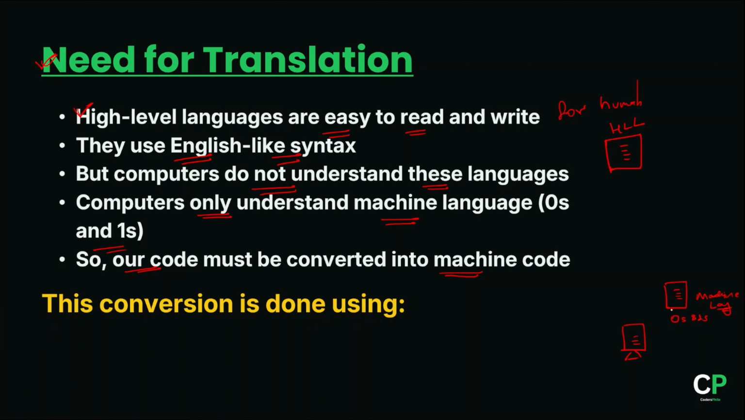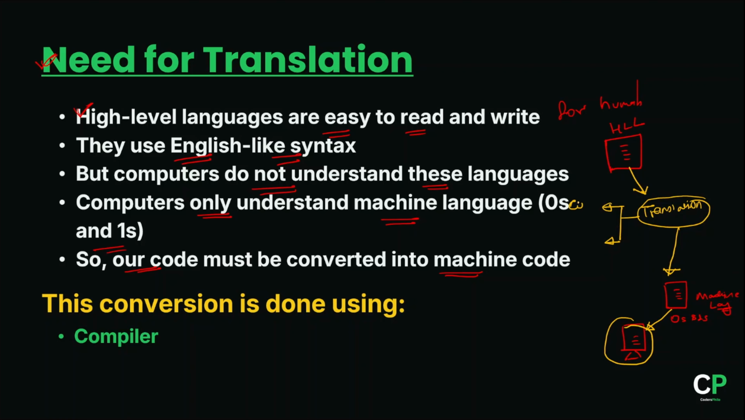The computer can only understand machine language, but the code that we have written in the high level language uses English-like syntax. So there is a need for some kind of translation that translates this high level language into machine language, zeros and ones, so that the computer can understand it. This translation is done with the help of either a compiler or an interpreter.